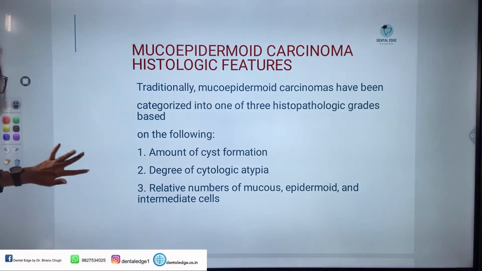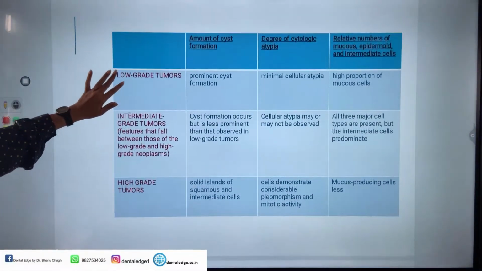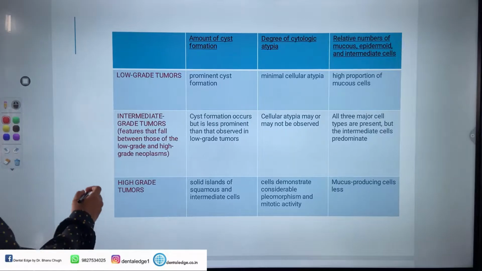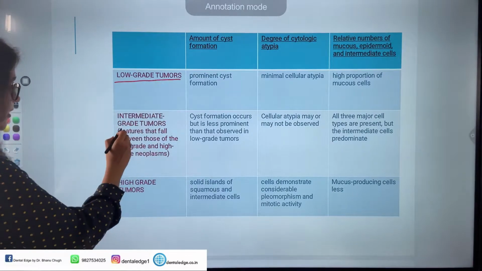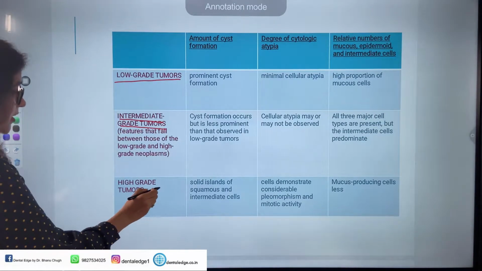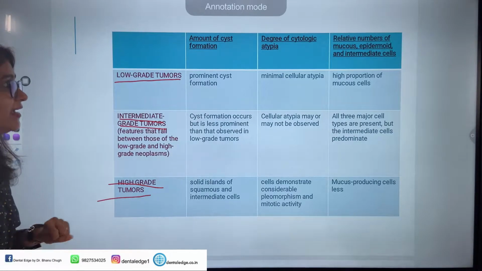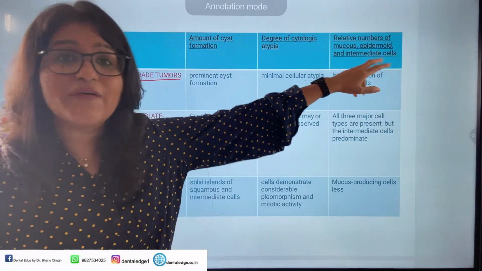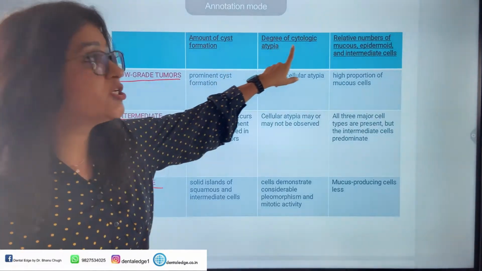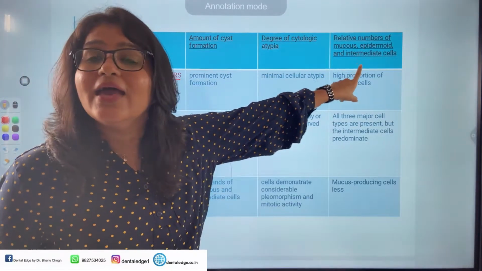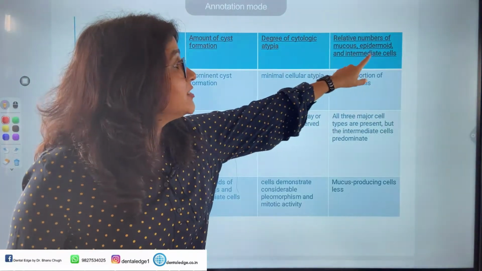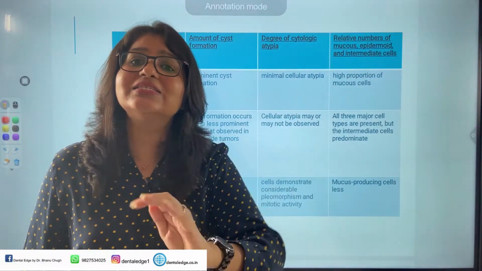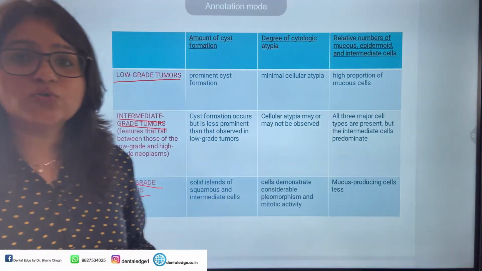So based on these 3 factors, histopathologically the tumor is divided into 3 types. Now let's see how we will divide it, right? So these are the 3 gradings. One is the low grade tumor, then intermediate grade tumor, and the third is the high grade tumor. Now based on these 3 factors, amount of cyst formation, degree of cytologic atypia and relative number of mucus, epidermoid and intermediate cells, let's see how we will divide these into different grades.